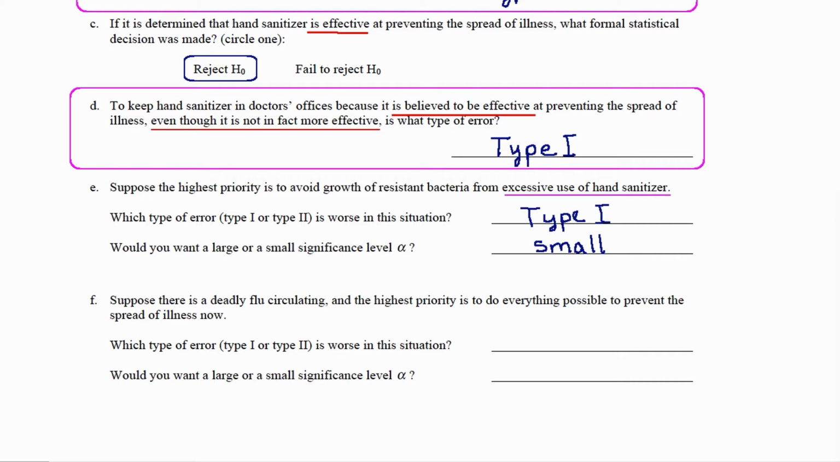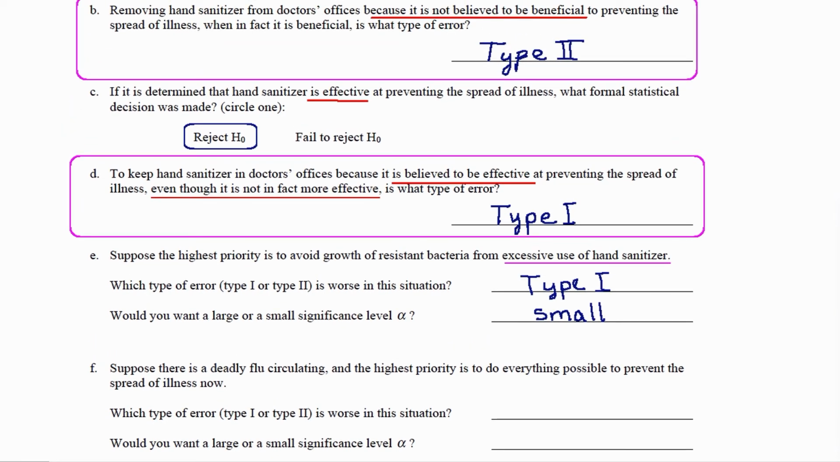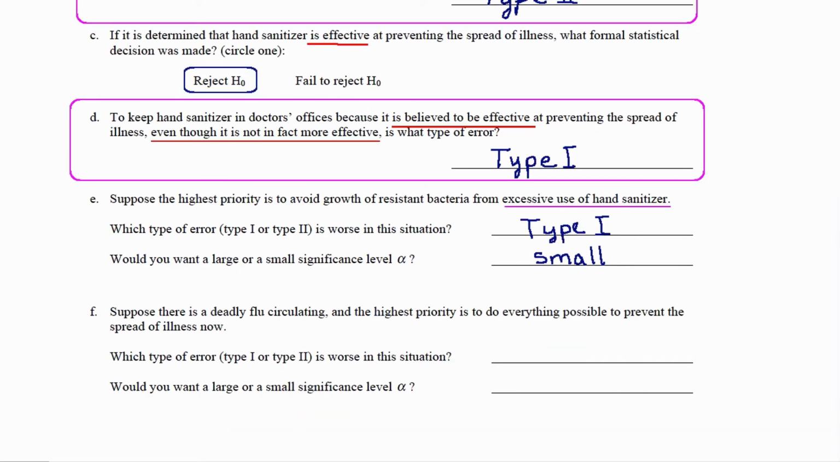Now here we have our flip side and say, well, it's not always our highest priority to make sure that we're not encouraging the growth of resistant bacteria. Maybe there's a deadly flu circulating, and even if we're not sure the hand sanitizer helps, right now we want to make sure that we use it unless we have really good reason to believe that it doesn't help. This is where we want to avoid a type 2 error. A type 2 error is where we removed the hand sanitizer from doctors' offices even though it was helping. So here, type 2, and to avoid a type 2 error, we always want to make alpha large, which makes it easier to reject the null hypothesis.